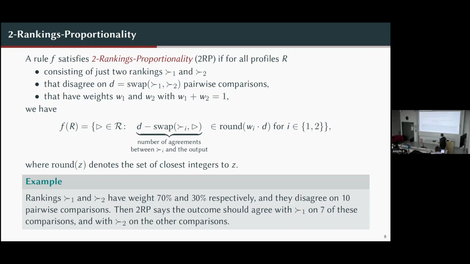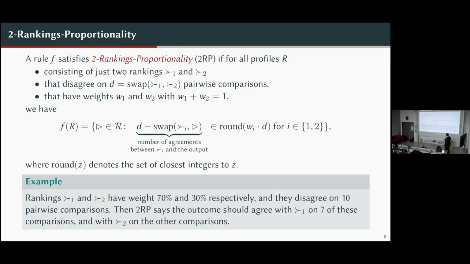So this is maybe a little bit hard to parse, so let's go to an example. Suppose we have 2 rankings. They have weight 70% and 30% respectively. And suppose these 2 rankings disagree on 10 pairwise comparisons. Then the output ranking should agree with the first one on 7 of these disagreement comparisons, and with the second one on the other 3 comparisons. That's what this axiom says.